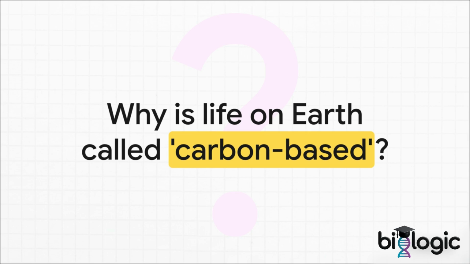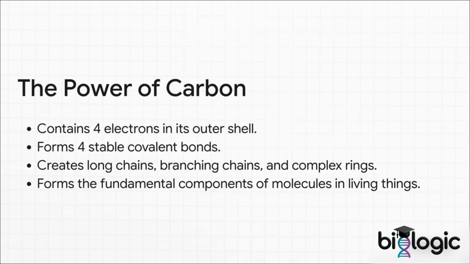Well, it's not an accident. It all comes down to how it plays with others, chemically speaking. It has some unique bonding properties. See, carbon has 4 electrons in its outer shell, which means it can form 4 really strong, stable connections, or covalent bonds. This makes it kind of like the ultimate Lego brick. It can link up with itself to form long chains, create complicated branches, even loop back to form rings. It's the perfect scaffold for building the massive, complex molecules that life depends on.